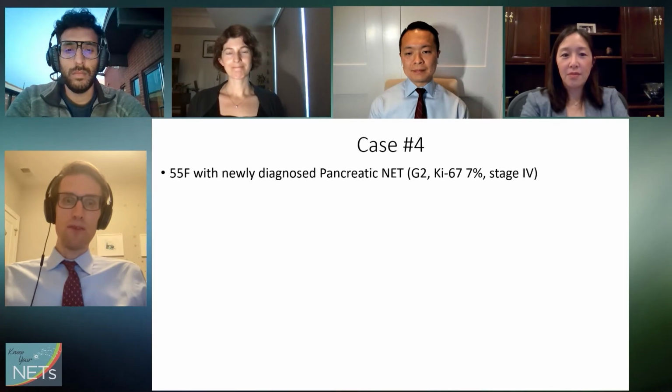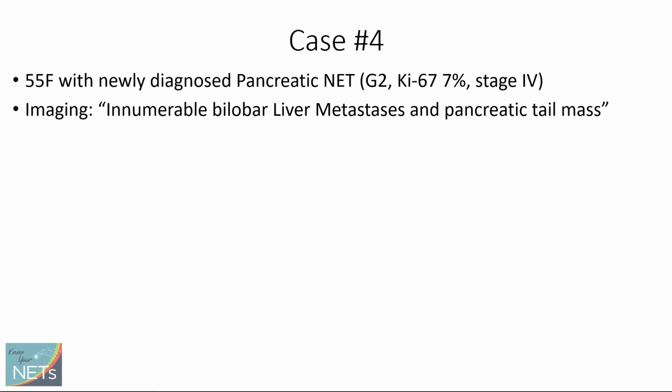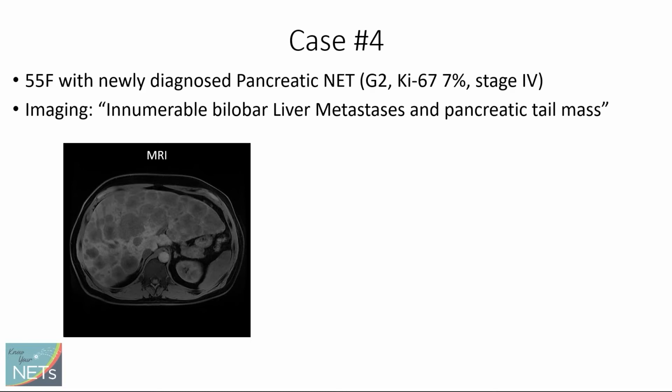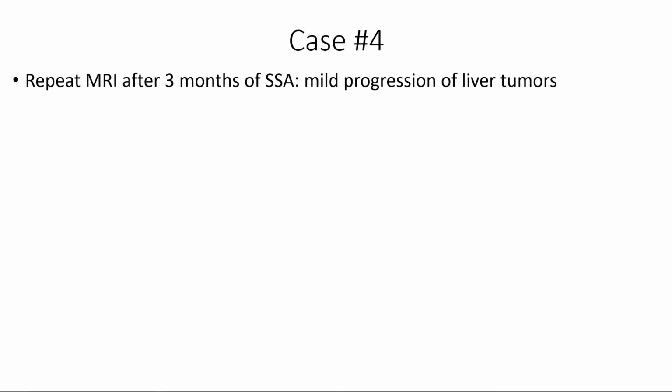So now we've got a 55-year-old female with a newly diagnosed pancreatic neuroendocrine tumor. Same setup, so to speak. It's a grade 2, Ki-67 7%, stage 4 disease. The imaging again shows innumerable bilobar liver metastases and the pancreatic tail mass. Now this is what the liver looks like. There seemed to be perhaps even more tumor than in the previous scan. And this is what the dotatate PET looks like. So you can see the dark spots are all liver disease. So she was started on long-acting octreotide, same story, returned in 3 months for surveillance imaging. And now there's some mild progression of the liver tumors.